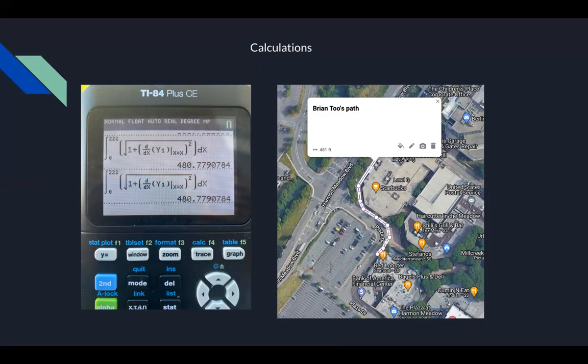And the calculator would evaluate the derivative and the section of the arc length for each new x value, ultimately finding the sum of all of these to be about 480, which corresponds to the distance on the path on Google Maps, actually, which is 481.